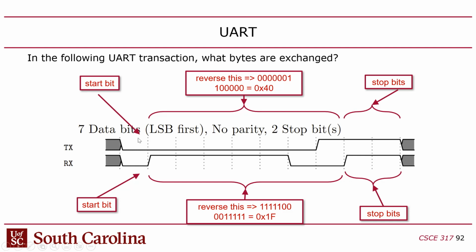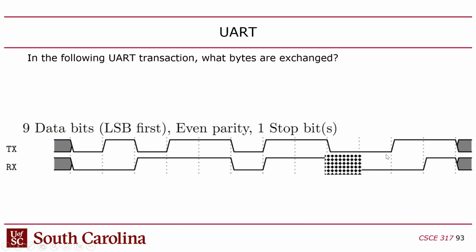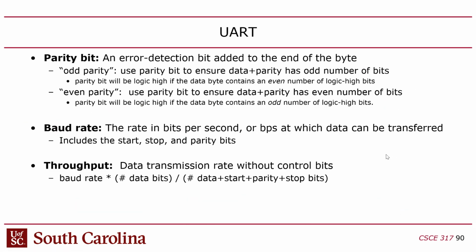So this is showing all the different parts of this. This is the same example we looked at before. We've got the start bit there. We've got the data bits, 7 data bits, and then the 2 stop bits. Now, the parity, I haven't talked about that too much yet. So the parity is a bit that's appended immediately after the data and before the stop bit or stop bits. And this is an error detection bit.